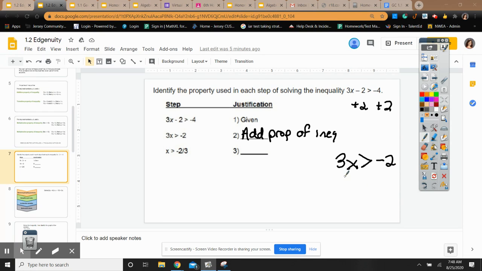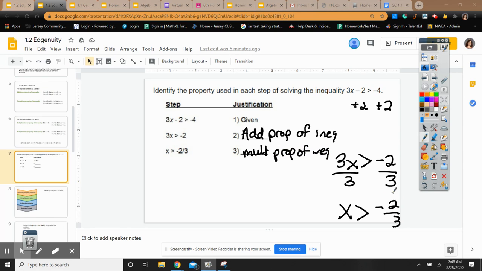Then you divide both sides by 3. Dividing would follow the multiplication property. The same rules would be true on multiplication as division because that would be multiplying by its inverse. You do not have to flip the sign because 3 is positive. x is greater than negative 2/3. So that would be the multiplication property of inequality.